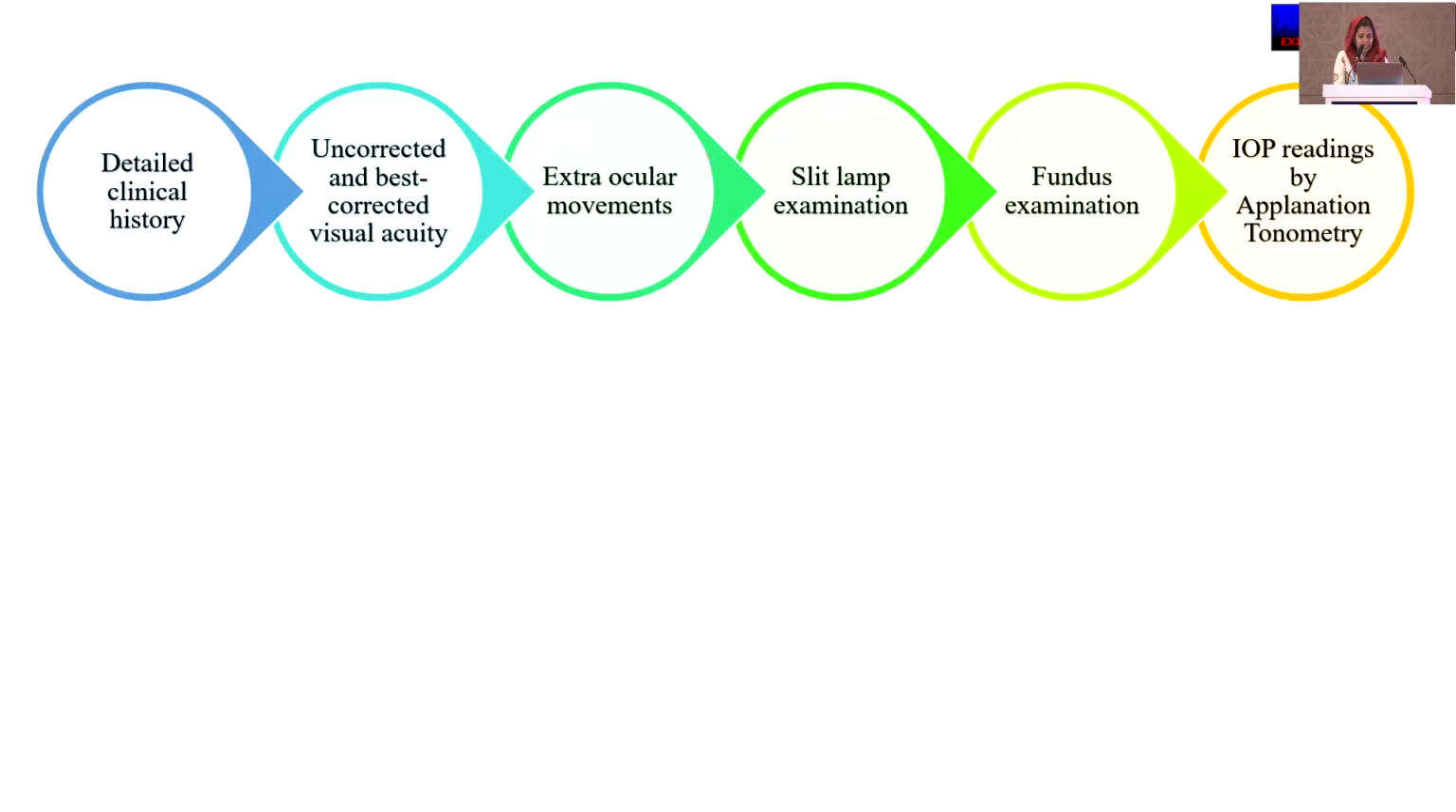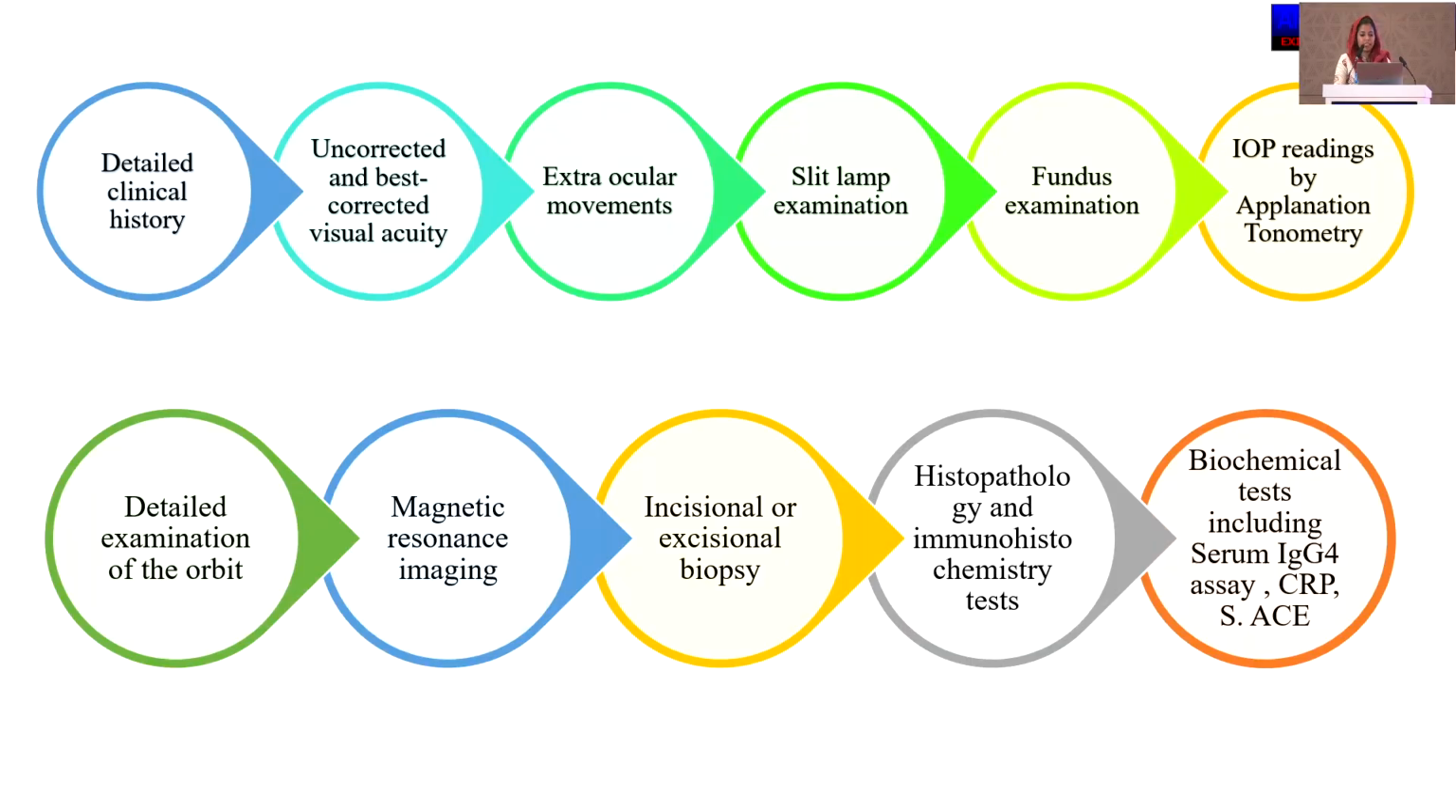A detailed clinical history was taken, uncorrected and best corrected visual acuity recorded, extraocular movements noted, slit lamp examination and fundus examination done, IOP readings taken by applanation tonometry. A detailed examination of the orbit was done, followed by magnetic resonance imaging, incisional or excisional biopsy done, and sent for histopathology and immunohistochemistry. A panel of biochemical tests were also done.